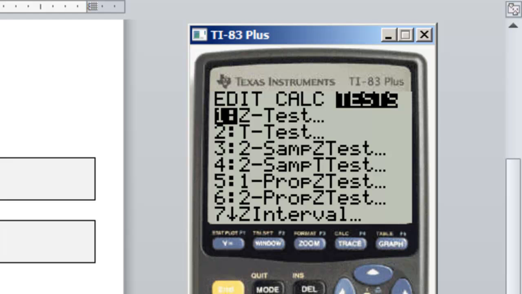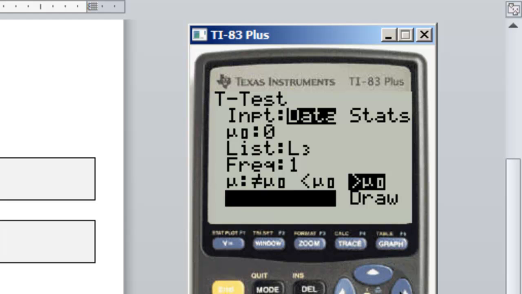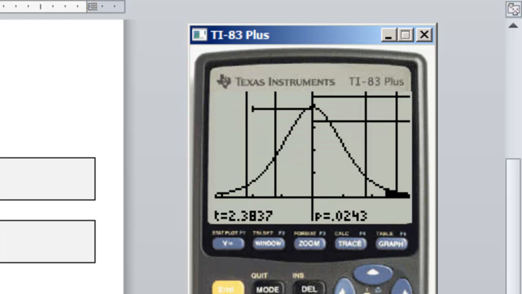So I'm going to run down to a t-test. I'm going to fill in what I need. I have data. I'm testing against average of 0 for sure. My data is in L3, frequency of 1. Yep. I'm trying to see if it exceeds 0. You guys seem to like calculate and draw. I like draw personally just because, whoops.